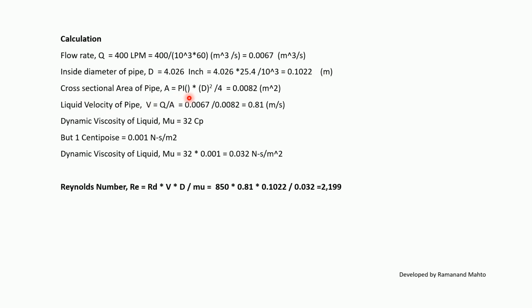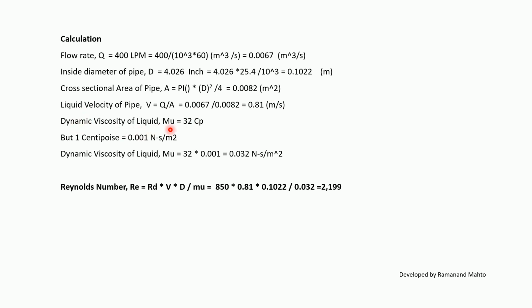Cross section area of the pipe A is pi D square upon 4, which is coming as 0.0082 meter square. Liquid velocity in the pipe V is Q by A, which is 0.0067 upon 0.0082, which is 0.81 meter per second.